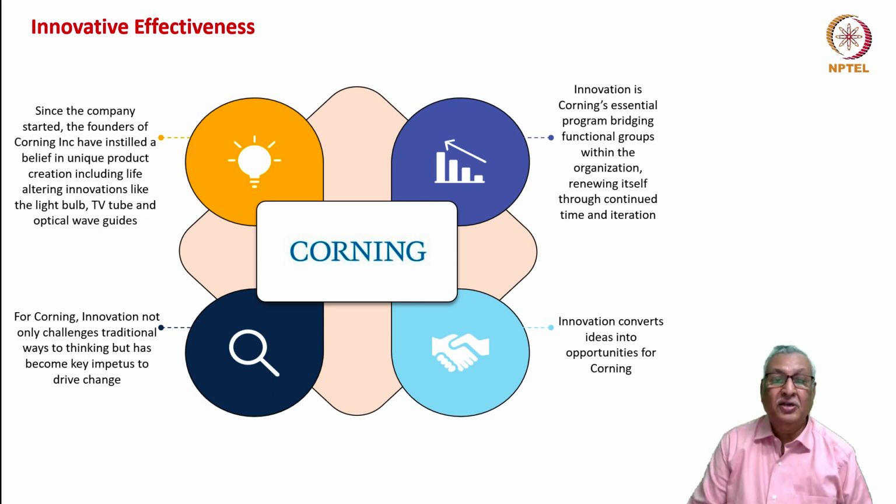Since the company started, innovation drove the company. The founders of Corning Inc. instilled a belief in unique product creation, including life-altering innovations such as the light bulb, TV tube, and optical waveguides. Innovation is Corning's essential program, bridging functional groups within the organization, renewing itself through continued time and iteration. Innovation not only challenges established and traditional ways of thinking, but has become a key impetus to drive change. It converts ideas into opportunities for Corning. That's how it has been innovatively effective.